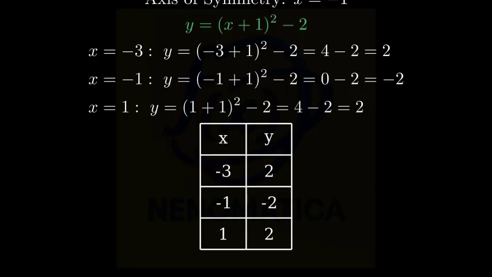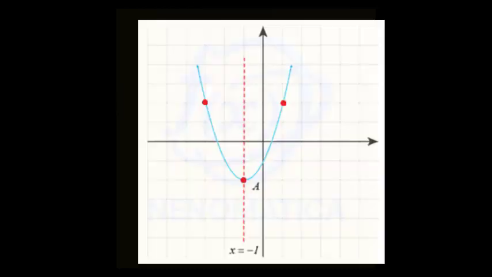Step 4. Graph the parabola. We set up coordinate axes. Mark the vertex at (-1, -2). Draw the axis of symmetry as a dashed vertical line x equals -1. Plot the symmetric points (-3, 2) and (1, 2). Finally, sketch the smooth curve of y equals x squared plus 2x minus 1 through these points, opening upward.